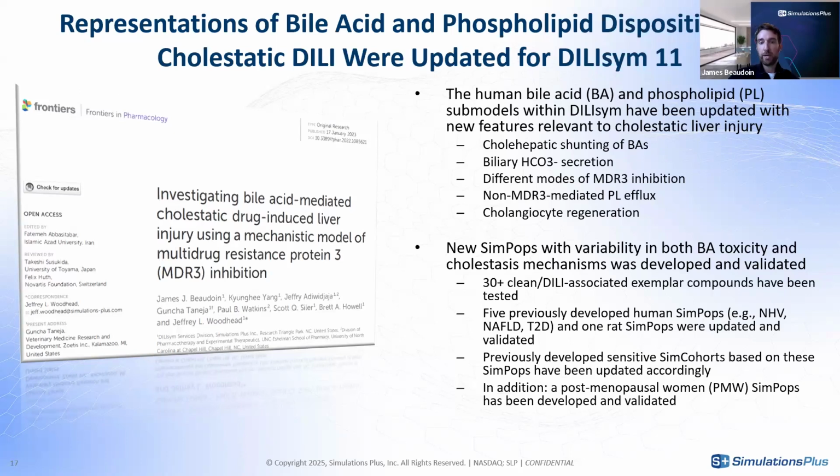Then those learnings were also carried over into our other SimPops, our NAFL and type 2 diabetes SimPops, as well as our rat SimPops. This also led to an update that was necessary for our SimCohorts, our smaller subsets of the larger SimPops. And this was also carried over into our new SimPops, our postmenopausal women, or PMW, SimPops. Next slide.